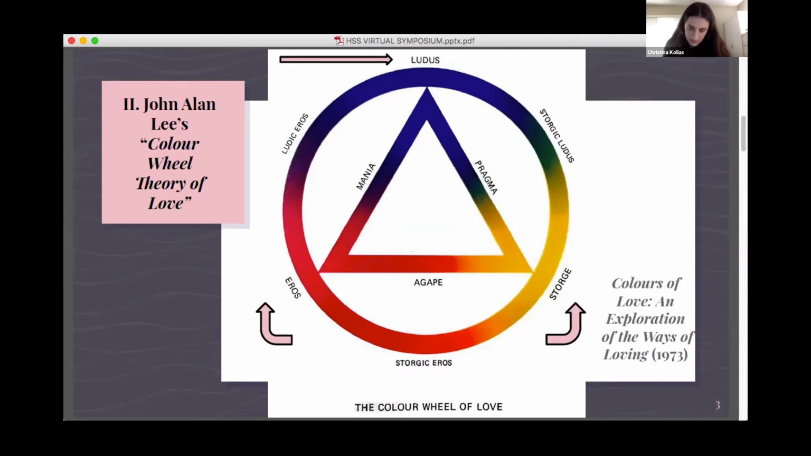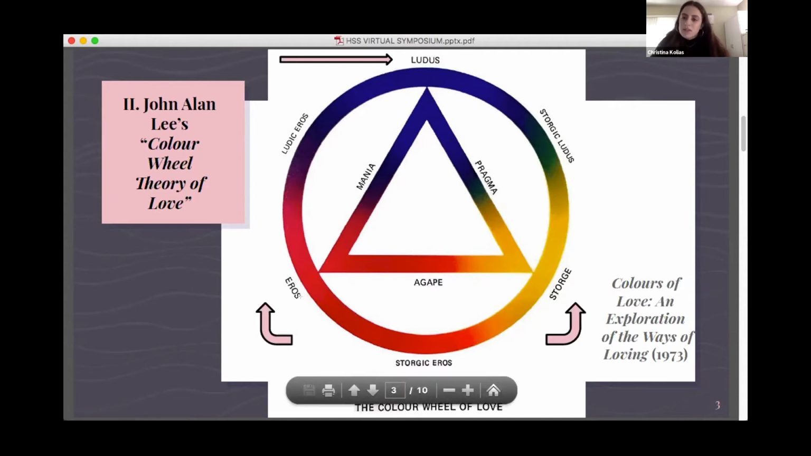But basically for this project, I only focus on his primary category of love, which is Eros, Ludos, and Storge. So if you see on this chart here, red is Eros, and that symbolizes romance. At the very top, we have Ludos, that's blue, and that talks about conquest. And then here is Storge, which is yellow, and that talks about friendship. So these three are the primary.